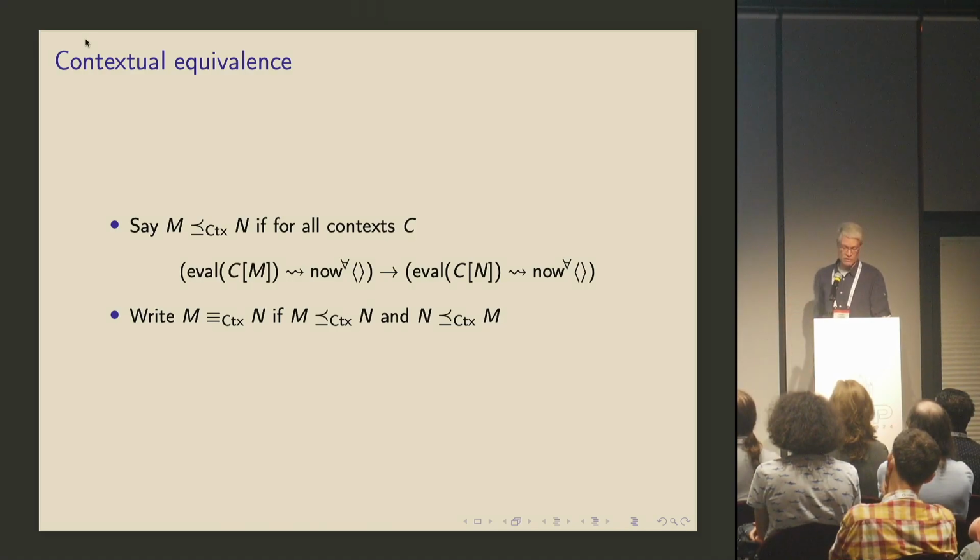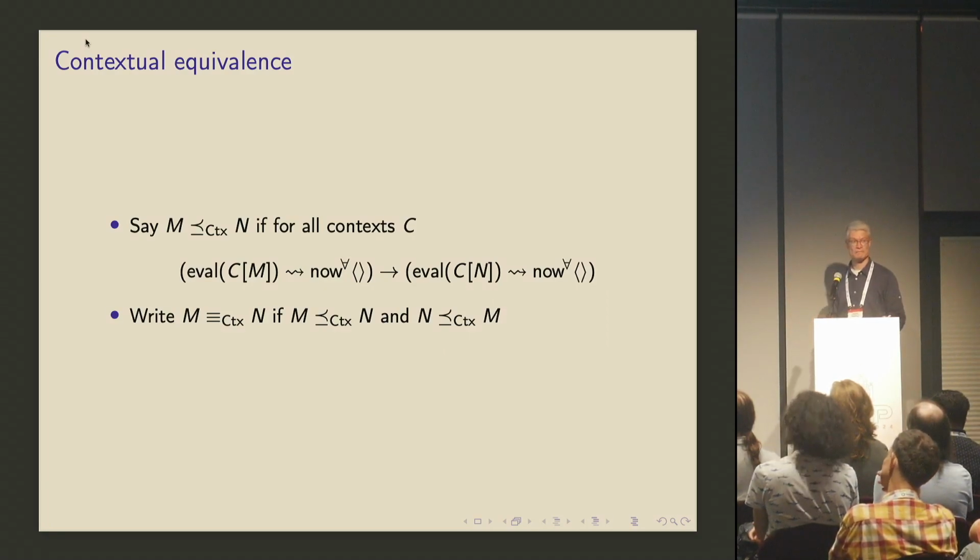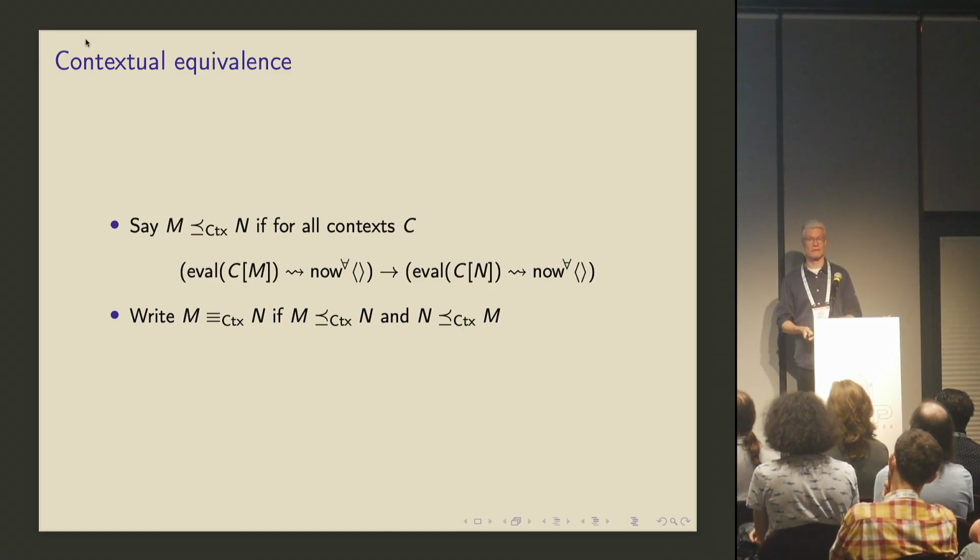So here's my definition of contextual equivalence. It says n contextually refines m if for all contexts C, when I put m in that context and C of m terminates to a value, then also C of n must terminate to a value. Okay?